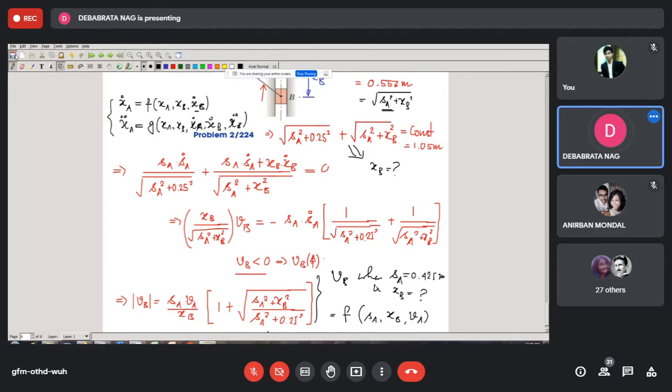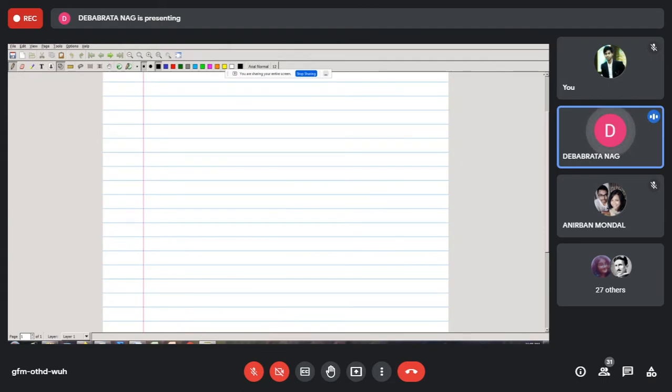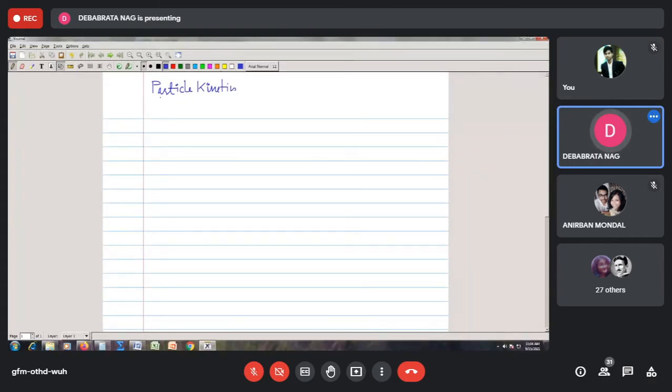Now today, we will open a new chapter. That new chapter is particle kinetics. So far we have covered particle kinematics. Now we will take up particle kinetics from today. As you know, kinetics deals with the causes of motion and kinematics deals with the effects of motion. So we have so far covered particle kinematics in rectilinear and curvilinear motion.